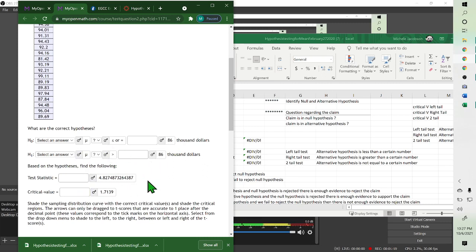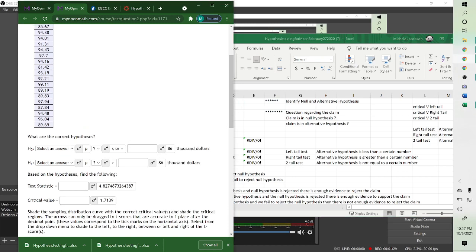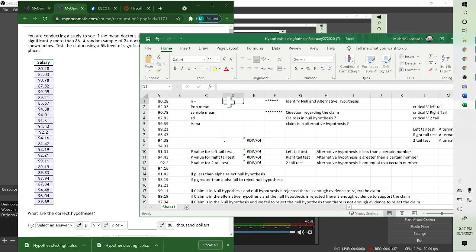And then to find the test statistic, we find all of this from this table. So our sample size was 24, I think. Right here, yeah, 24. The population mean comes from the null hypothesis. It's the 86. Then the sample mean, you have to find the average of all of these.